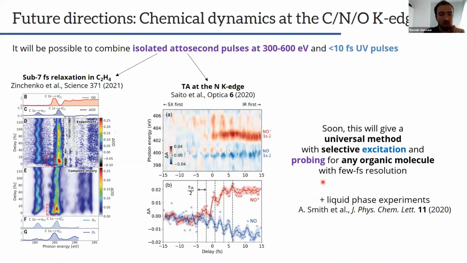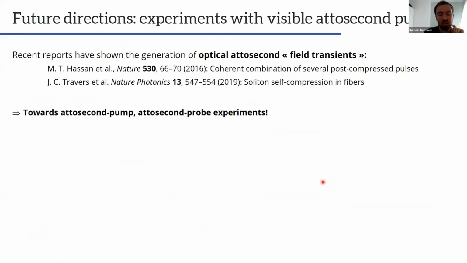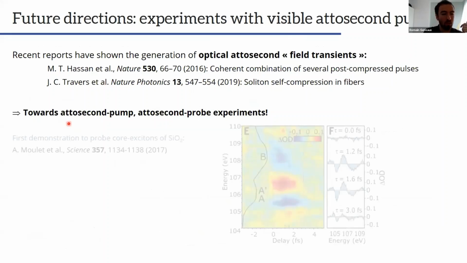Another prospect that's really interesting is to do experiments with those visible attosecond pulses that, for instance, John Travers presented on Monday. There are two techniques, I think it's fair to say, that allow to create those field transients that last less than a femtosecond in the optical domain. And so using these as a pump, pretty soon it will be possible to create attosecond pump and attosecond probe experiments. And I say pretty soon, but it's actually done already.